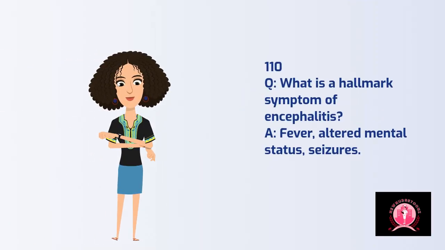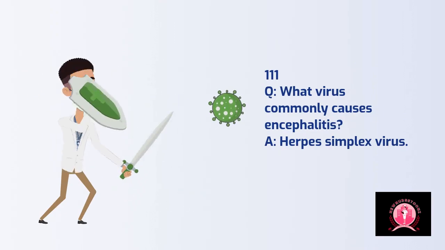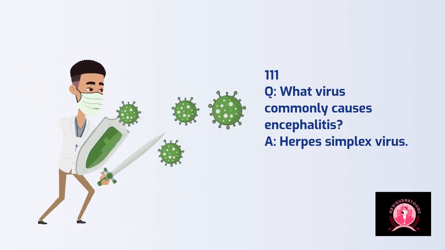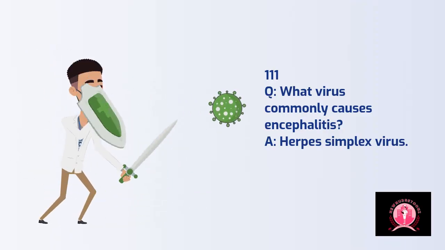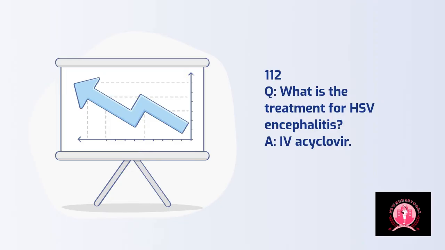110Q. What is a hallmark symptom of encephalitis? A. Fever, altered mental status, seizures. 111Q. What virus commonly causes encephalitis? A. Herpes simplex virus. 112Q. What is the treatment for HSV encephalitis? A. Fluorocyclovir.